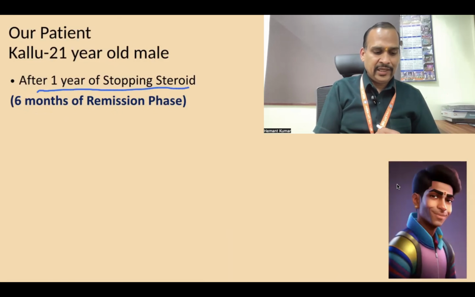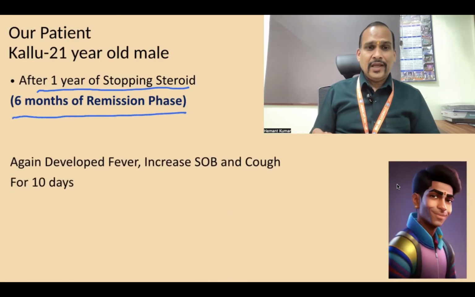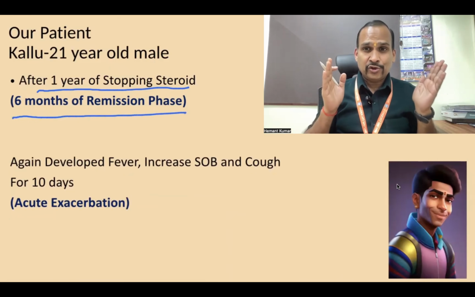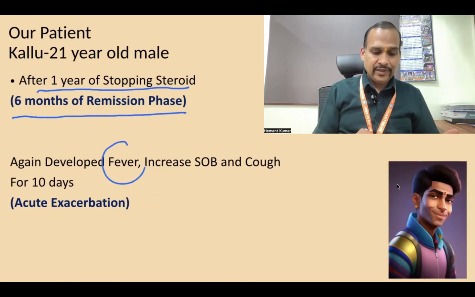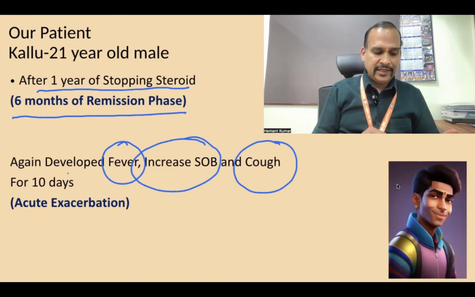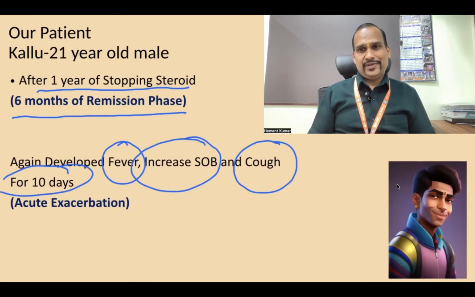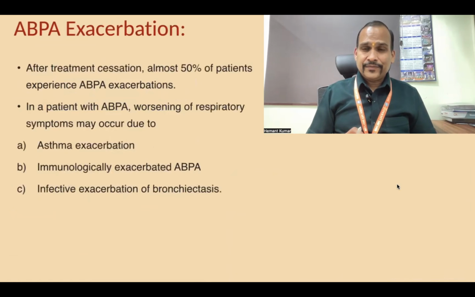It means the patient had 6 months of remission phase. But after 6 months of remission, or after 1 year of stopping treatment, he again developed fever, increased shortness of breath, and cough for 10 days. Definitely the patient is having acute exacerbation. But what to do further?